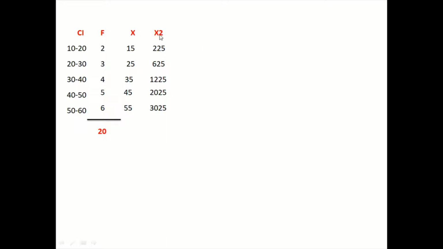So what is x squared? x squared is the square of x. So 15 into 15, 225. 25 into 25, 625. 35 into 35, 1225. 45 into 45, 2025. 55 into 55, 3025.